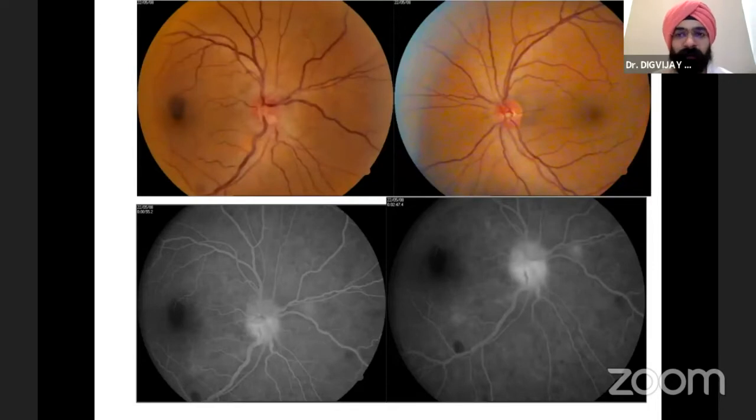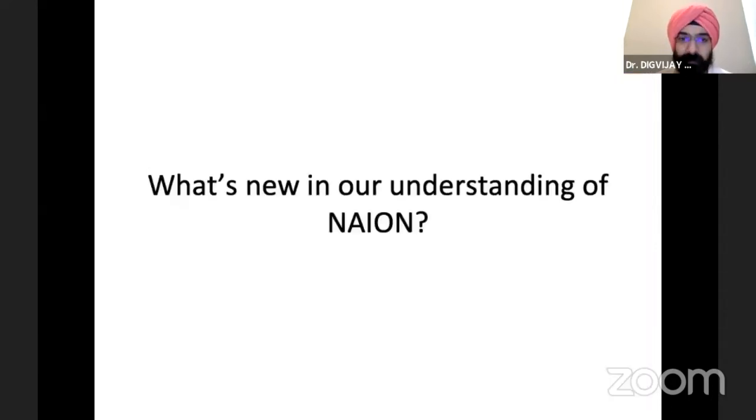Now, this is what the clinical picture looks like. You can see a slightly edematous disc. The other disc looks small and crowded. You can see slightly tortuous vessels, and there is leakage on the fundus fluorescein angiography.